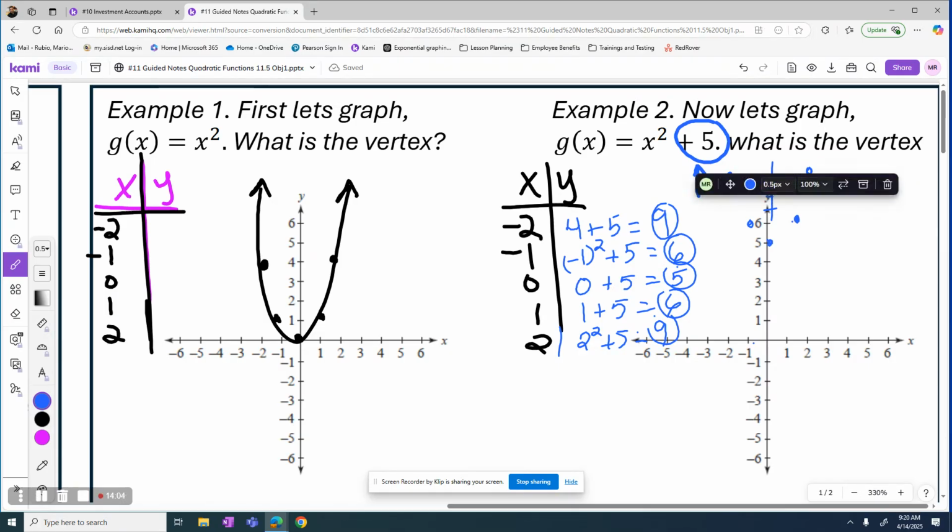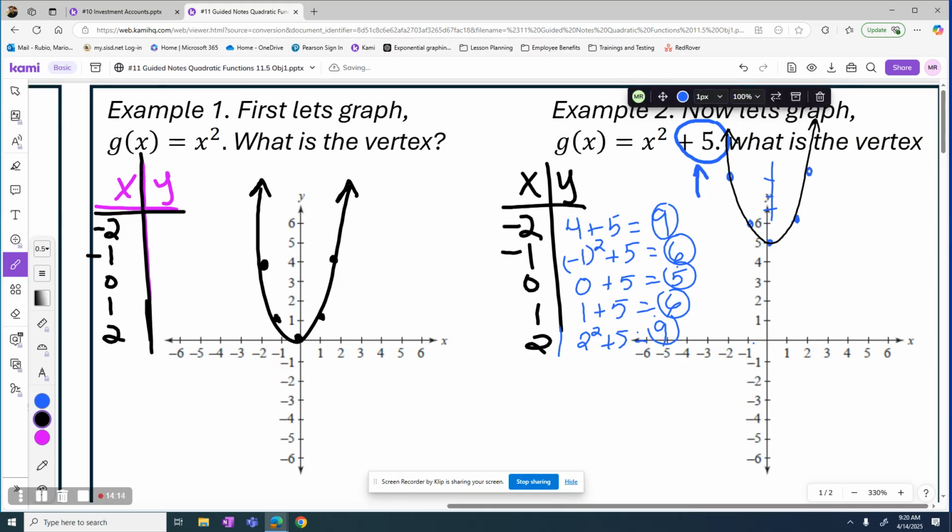Okay. So we keep the same kind of shape. The only thing is, instead of being here at 0, 0, the whole vertex and the graph shifted up 5 spaces. Okay. Plus 5 went up 1, 2, 3, 4, 5 spaces compared to this one. Does that make sense?